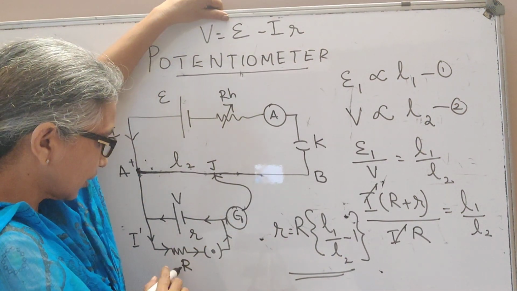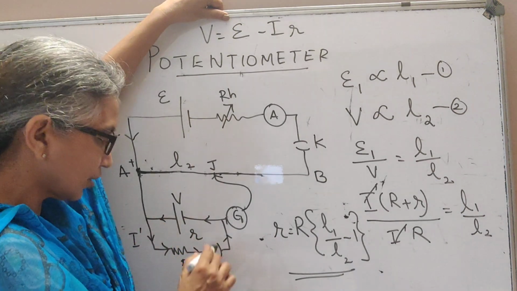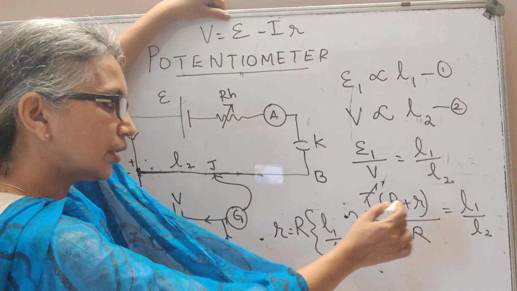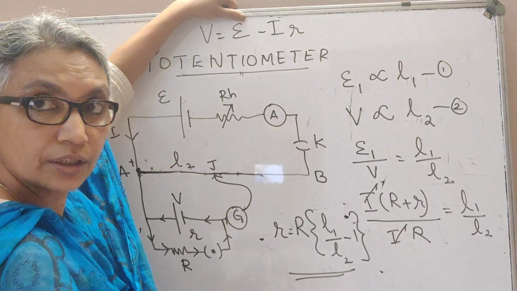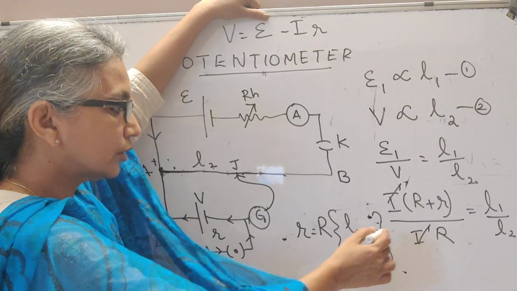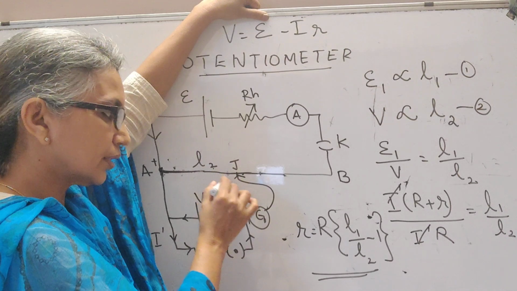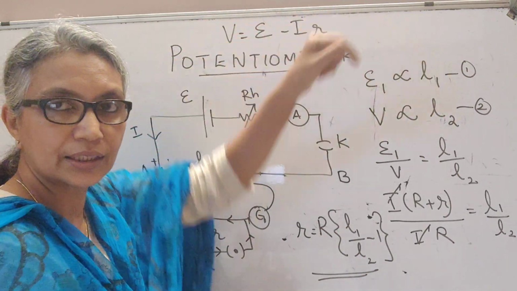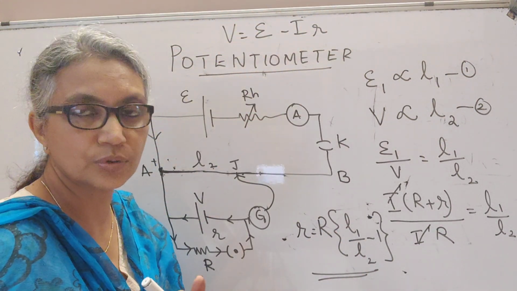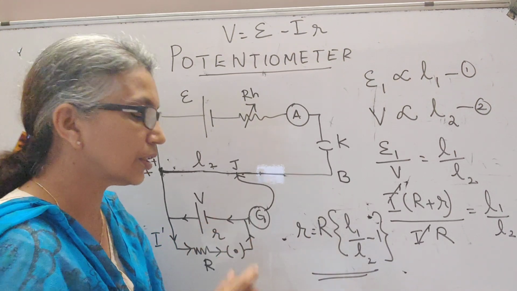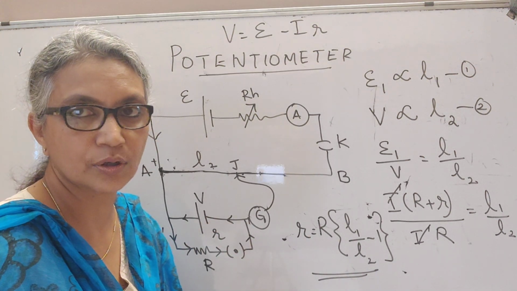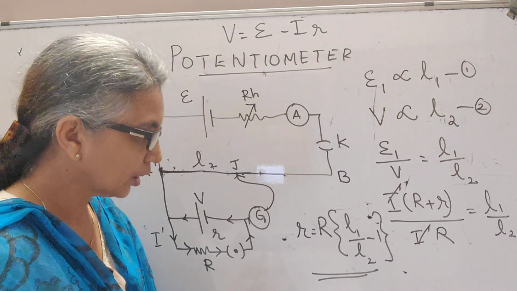Capital R is a resistance R that you have connected across the cell. L1 is the balance length, the first one when in open circuit. L2 is the second balance length. So this is the second application which you will be using to find out, your potentiometer is used to find out the internal resistance of a cell.